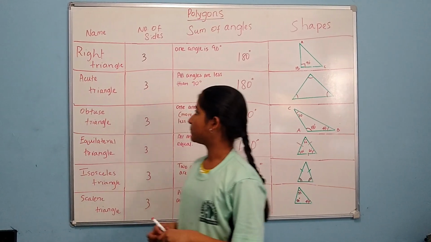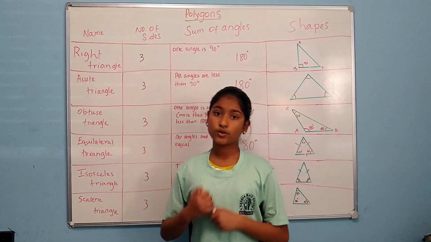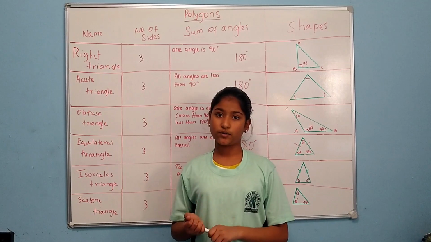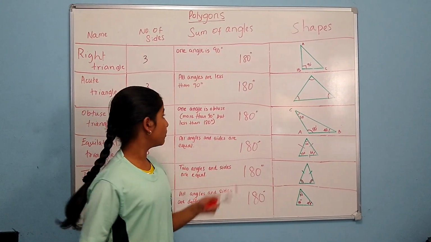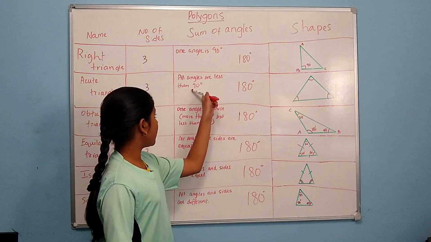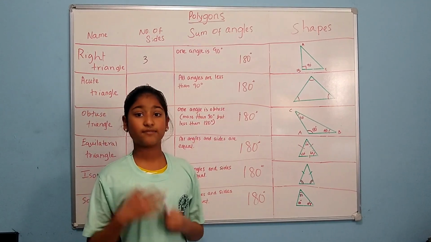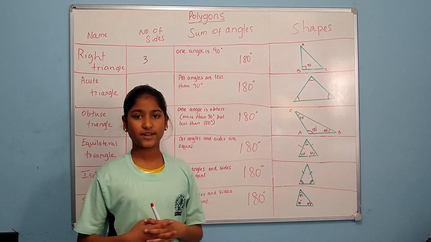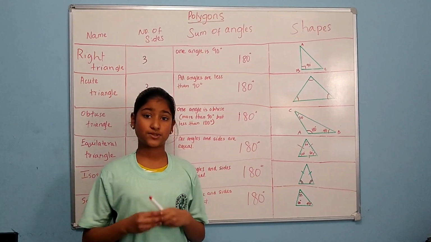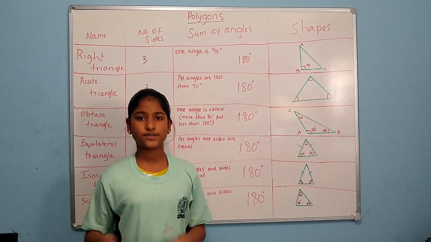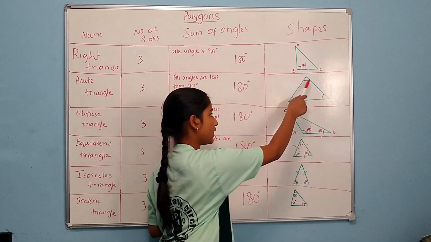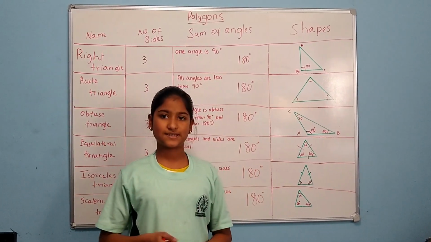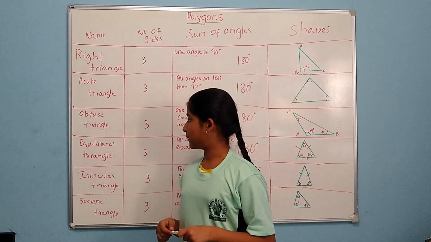Let's look at the second one, an acute triangle. You know that acute means below 90 degrees. So you must know that all of the angles in the acute triangle are less than 90 degrees, and the sum of it is 180 degrees. This triangle also has 3 sides. As you know, all triangles have 3 sides. Here's an example of it. As you can see, all of the angles are acute, meaning less than 90. Let's look at the next one.